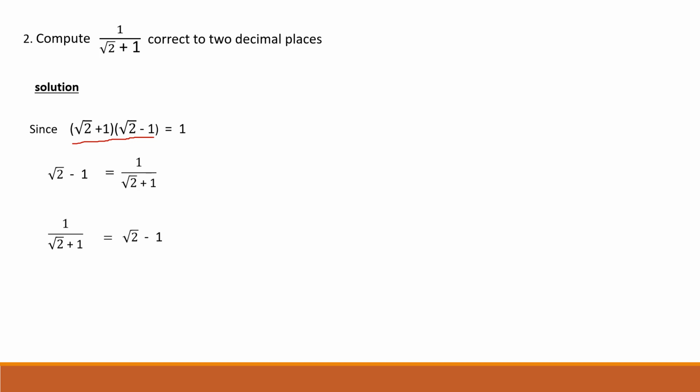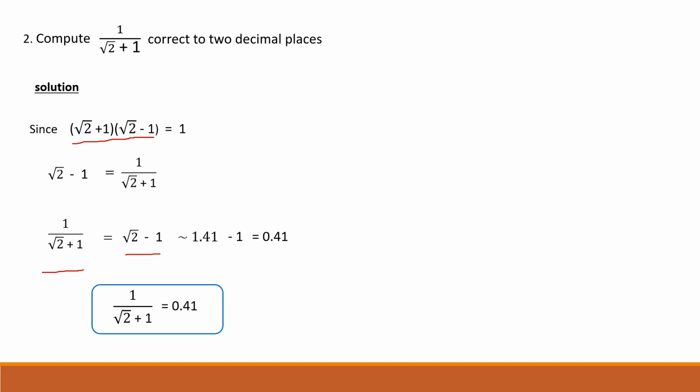So in order to find the value of this, we need to find this one. And we know root 2 as 1.41. That minus 1 gives 0.41. So the answer we got is 0.41. And this is correct to 2 decimal places, isn't it? Okay.